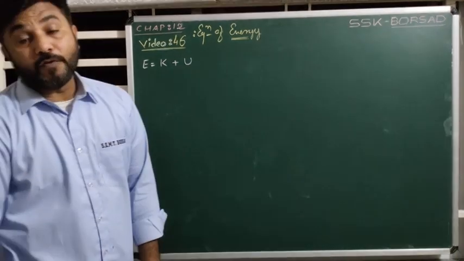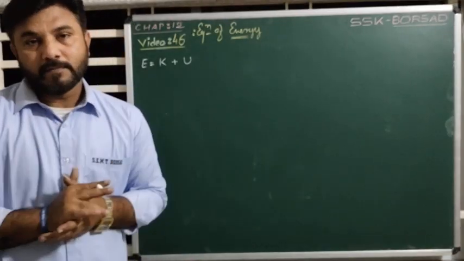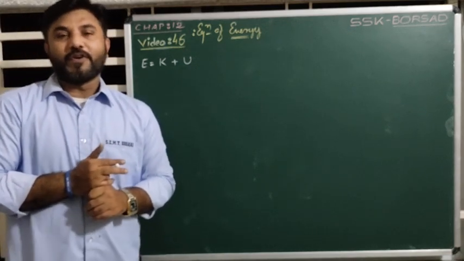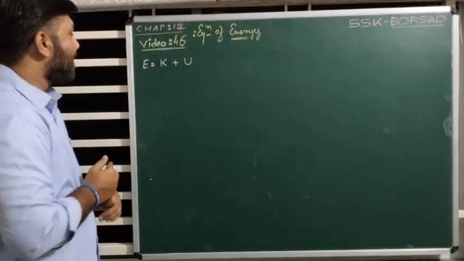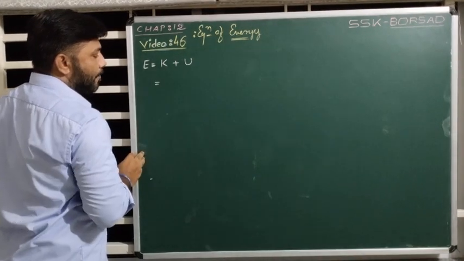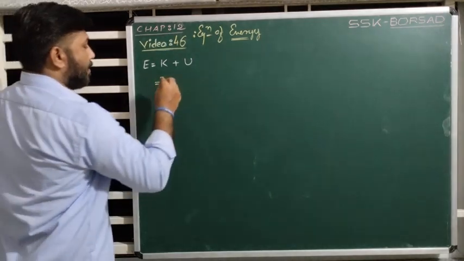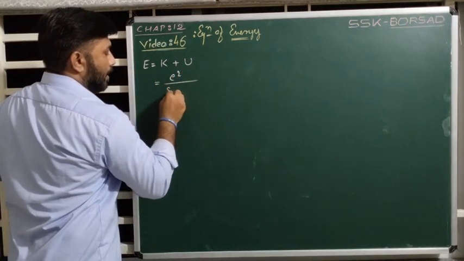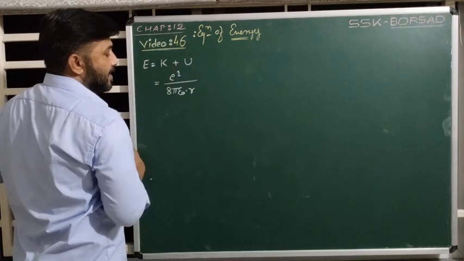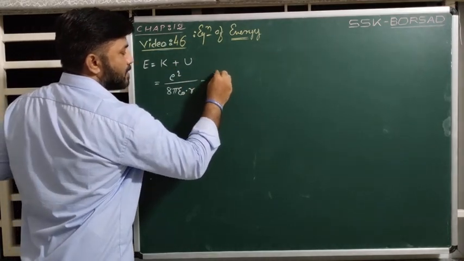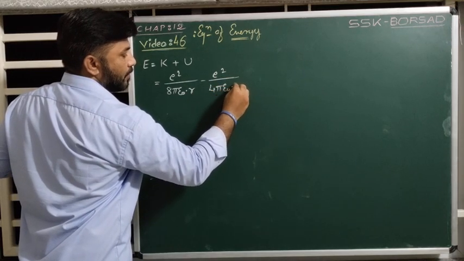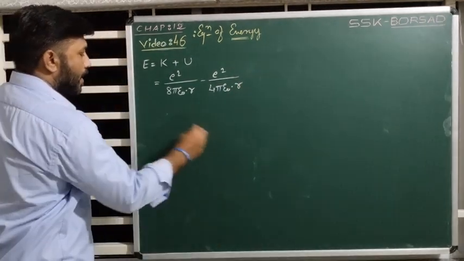We already obtained this equation in video number 42, and it is there on page number 420. So E is equal to kinetic energy K, that is e square upon 8 pi epsilon 0 multiplied by r, plus potential energy, minus e square upon 4 pi epsilon 0 multiplied by r.